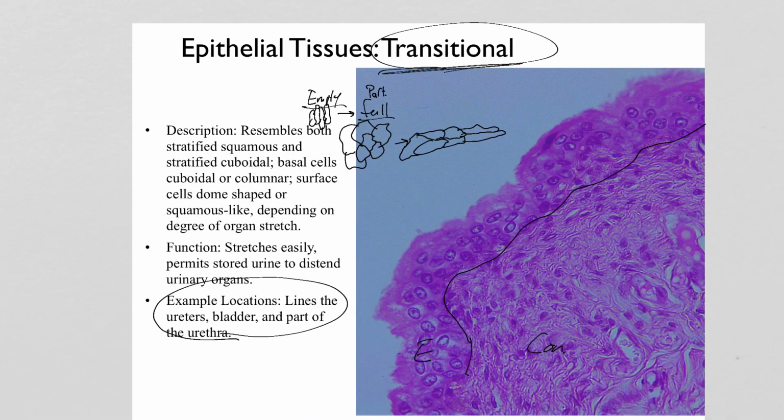So technically, transitional falls into the category of stratified because there are multiple layers. But since they change shape, we give it that name of being transitional because the shape of the cell transitions.